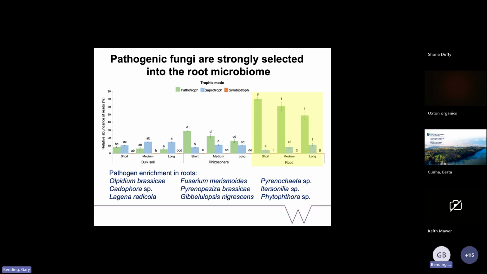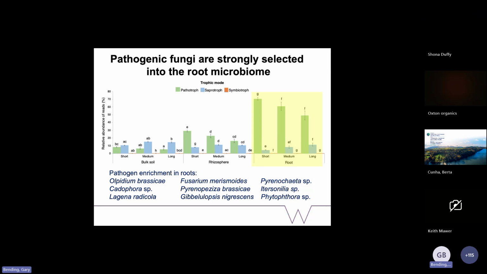And then when we looked at what those pathogens would be, we found a number of pathogens that were enriched in roots. I've mentioned Olpidium brassicae already. We also found Pyrenochaeta, Fusarium, Plectosphaerella, Itersonilia, Phytophthora, Gibellulopsis, and an oomycete called Aphanomyces raphani. So a whole range of pathogens that we found in the roots. So the question is, which of those pathogens might be associated then with the yield decline?